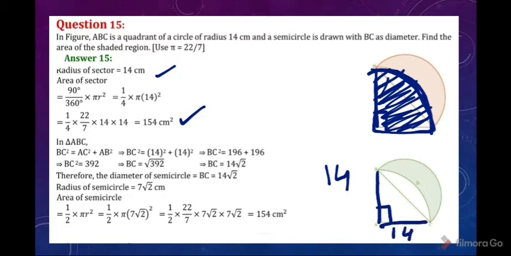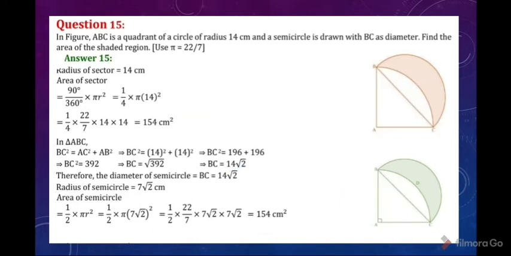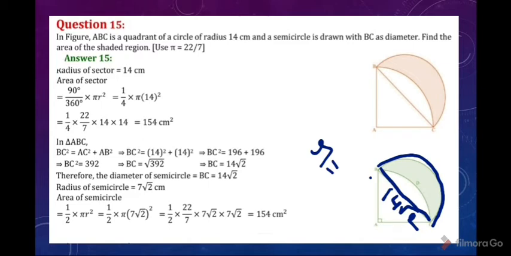Now in the triangle ABC, AB is given as 14, AC is given as 14, and this is a right angle triangle. So by Pythagoras theorem, you can find the value of BC, which will be 14 root 2. That means the length of the diameter BC of this semicircle is equal to 14 root 2. Now diameter is 14 root 2, which means the radius is equal to 7 root 2 for this semicircle.